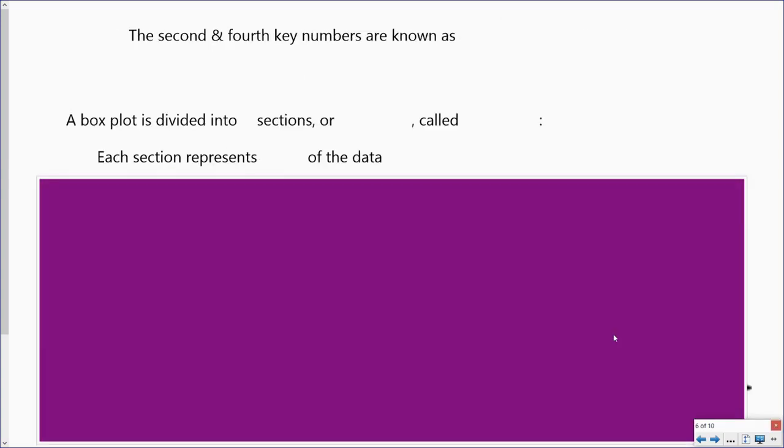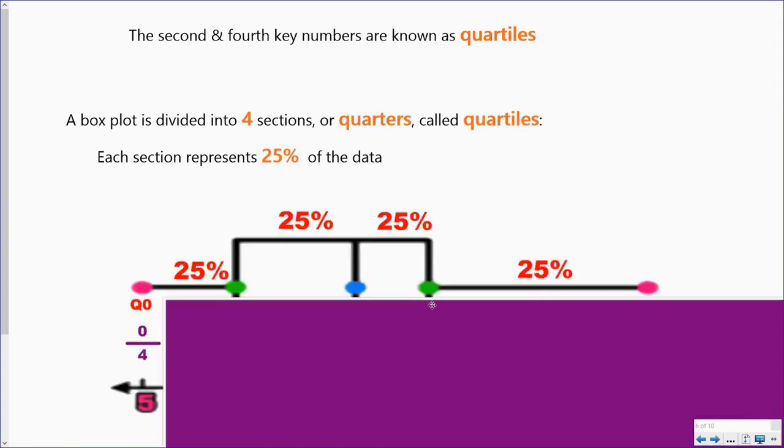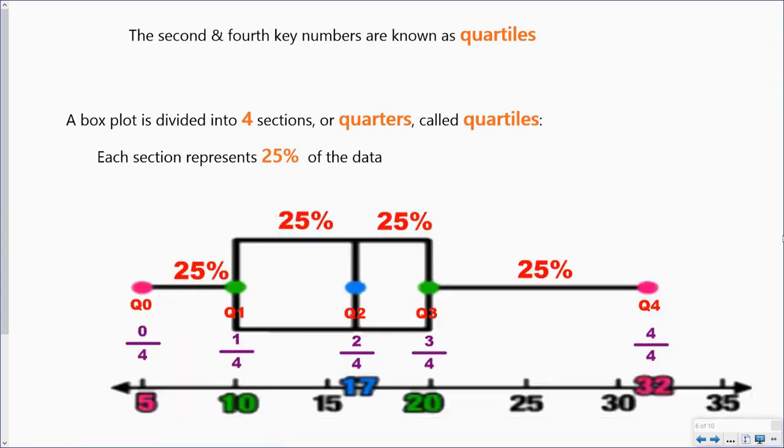The second and fourth key numbers that we're going to need are known as quartiles. A box plot is divided into 4 sections or quarters, and these sections are known as our quartiles. Each section represents 25% of the data. Here's a diagram to take a look at this. If I look from this dot to this dot, I have 25% of my data. Notice, here's 0/4 to 1/4, and 1/4 is 25%.